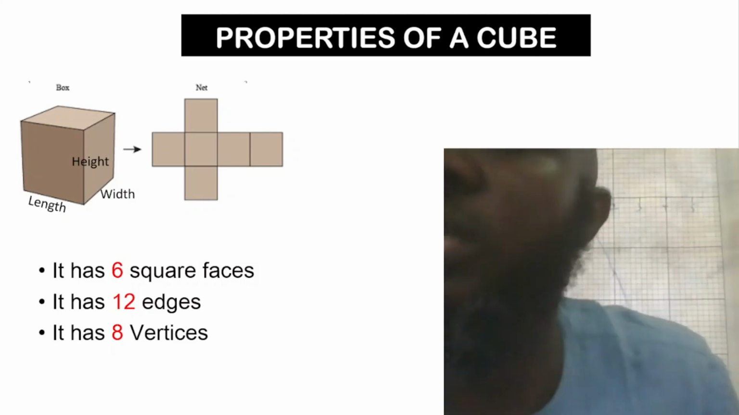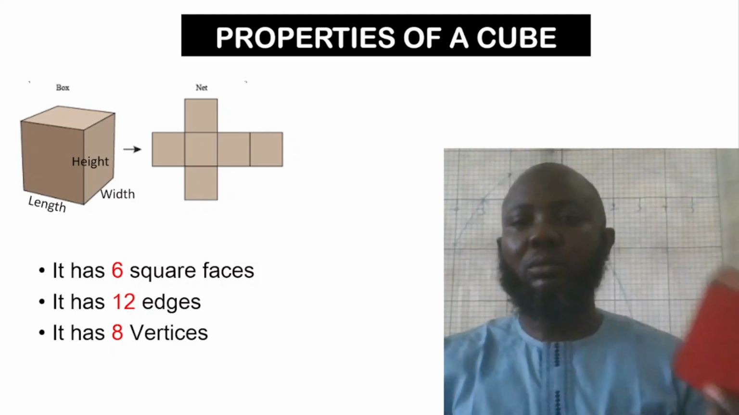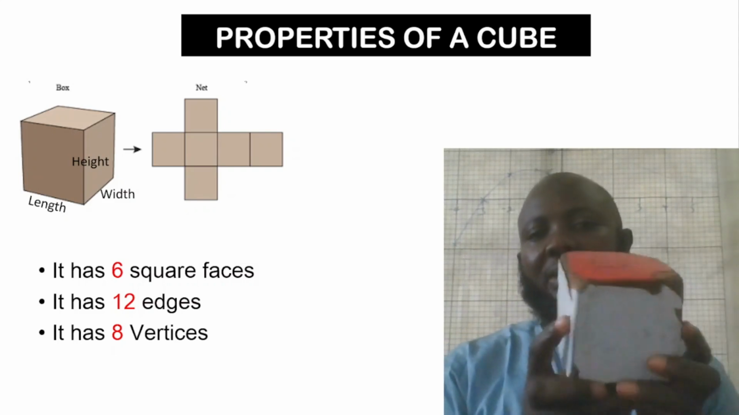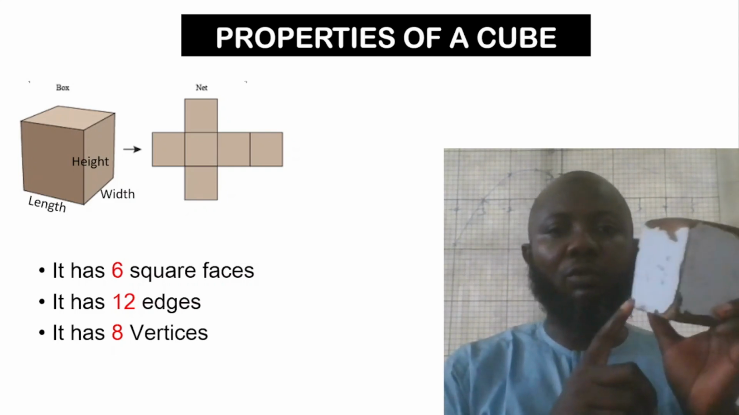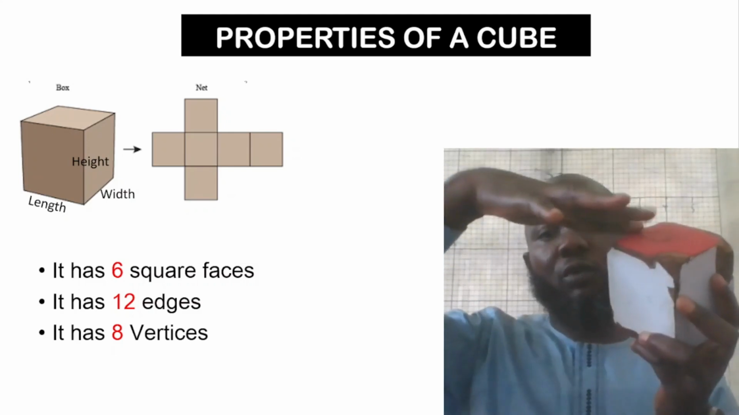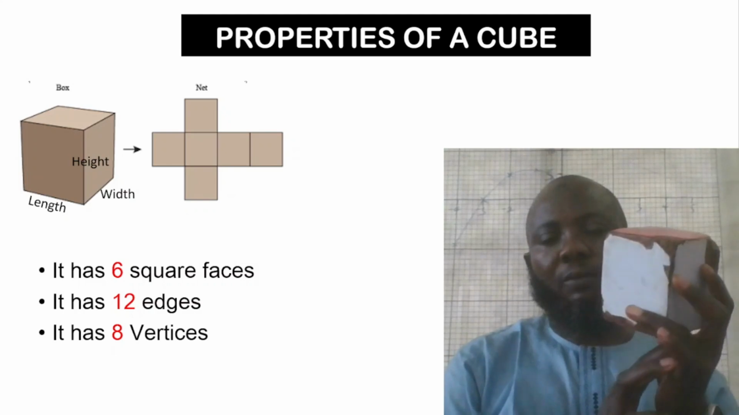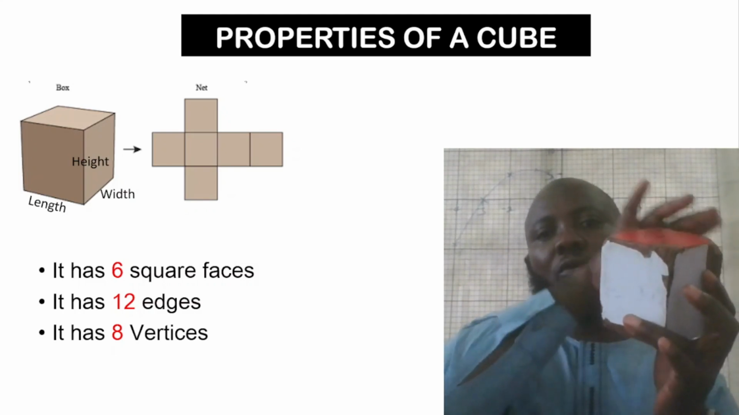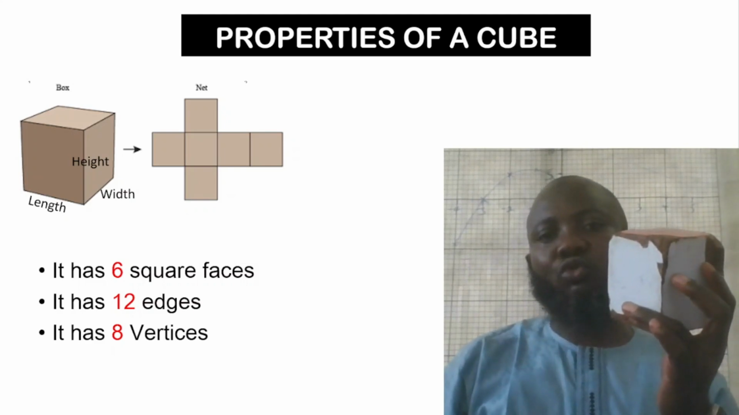Then edges. When it comes to its edges, look at what we have. This is the cube. How many edges can we find in this? So let's count. We have four here. Since we have four at the top, we're going to have four at the bottom as well. So that is eight. Then one here, one here, one here, one. That is four. Plus eight, that gives us 12. So it has 12 edges.